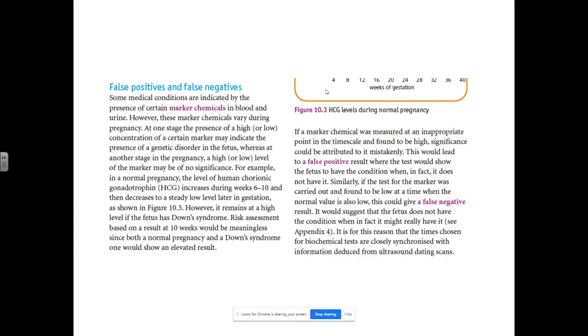So this is the slide that I said you might need for your notes. It asks you about false positive and false negative. If you read this section, I won't read it out for you because that's unnecessary. But if you pause the video, you can read this and fill in your notes.